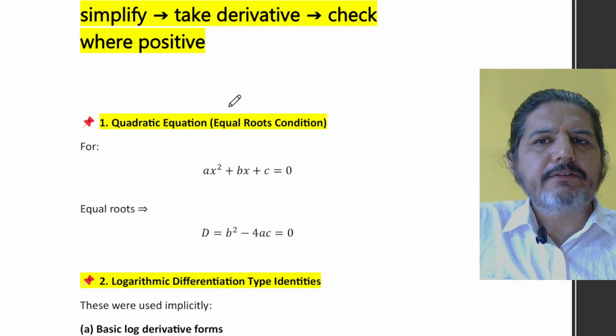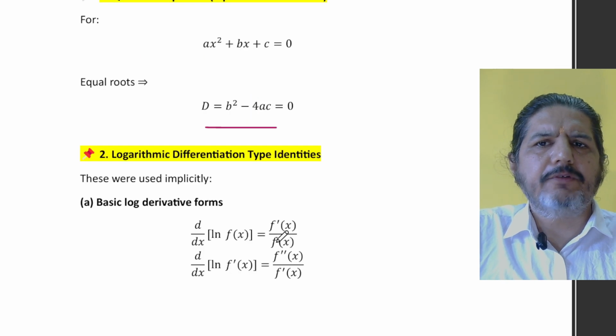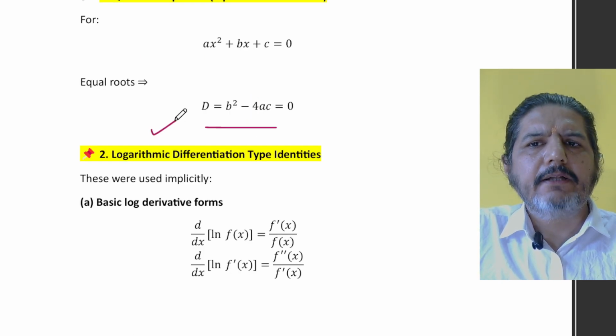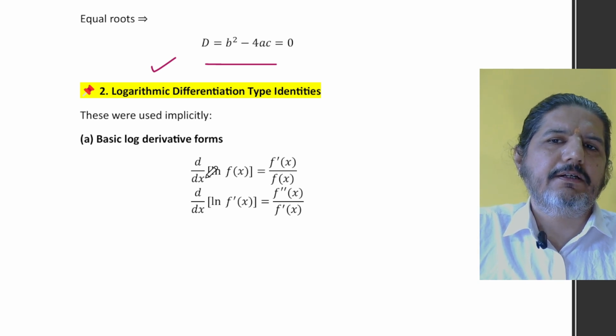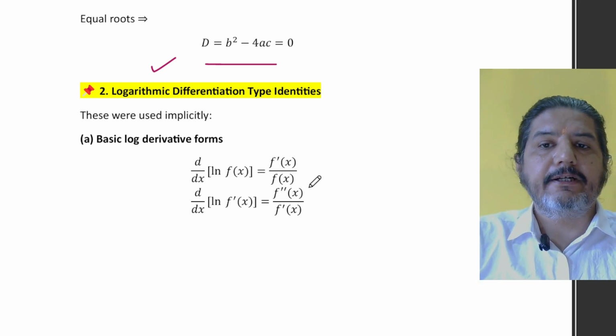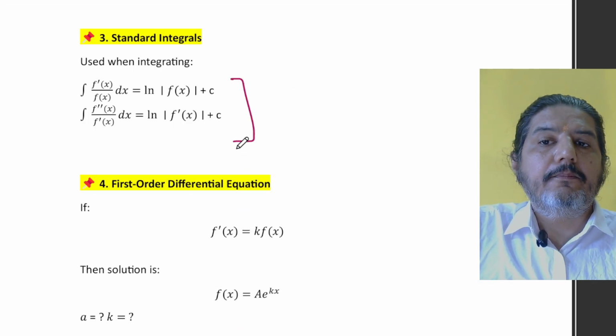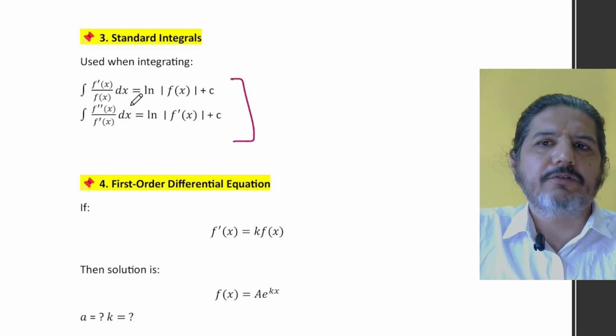Finally I'll take you through the formulas that I've used during this solution. First is the equal roots condition. I hope this is more or less clear for everyone. B square minus 4ac is equal to 0. Then I used logarithmic differentiation, a basic log differentiation, that d by dx of ln fx is equal to f dash x upon fx. We should have an understanding of this. Then this is the integral formula that I used. We discussed this during the solution also.